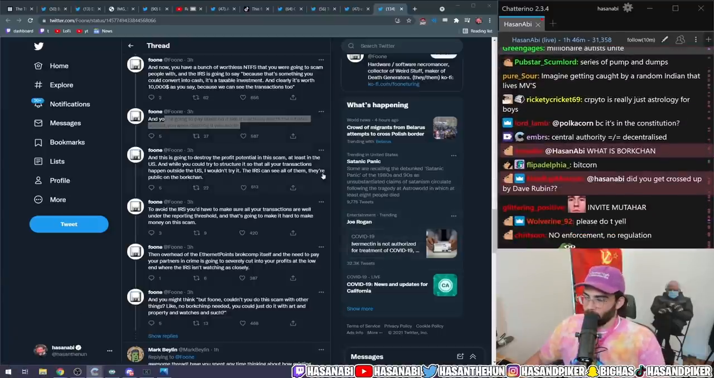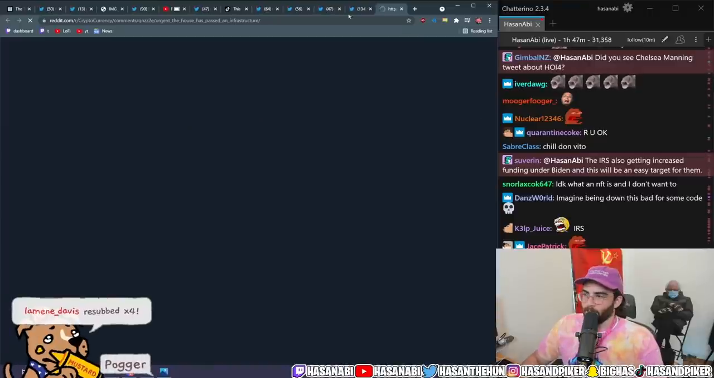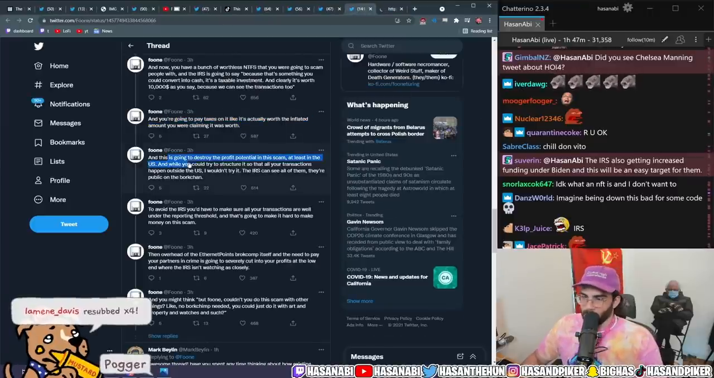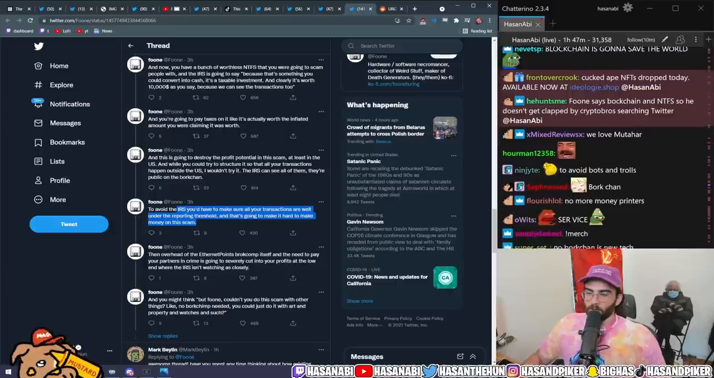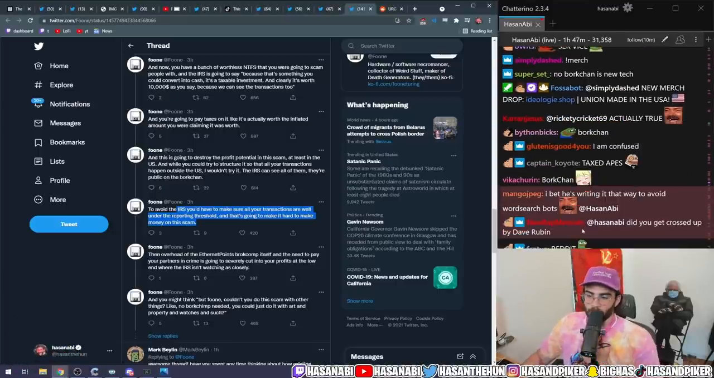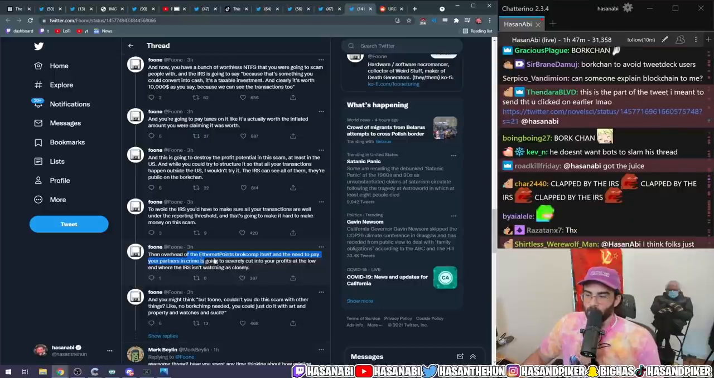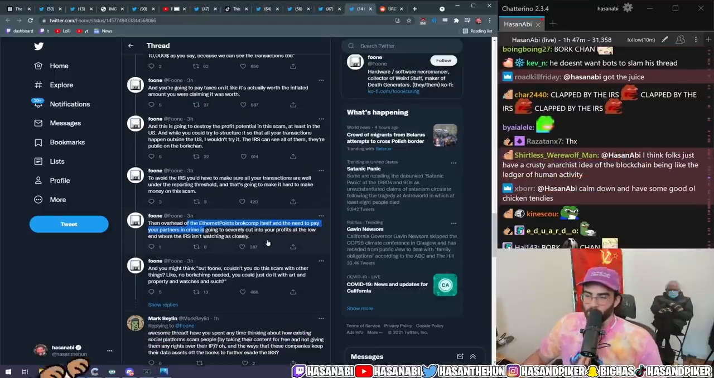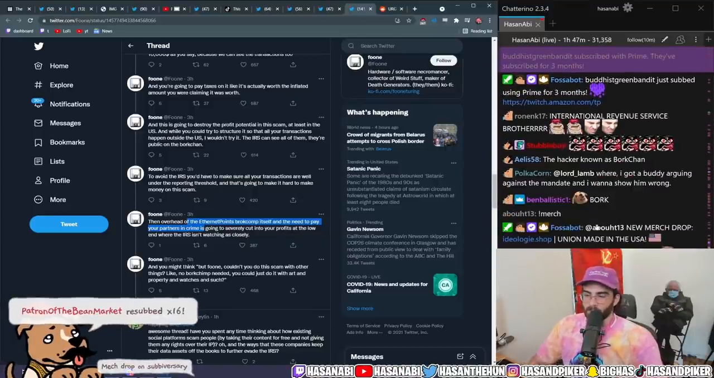Borkchan is the blockchain. He's just writing it differently. The Reddit opinions on the bill, I mean, this is going to destroy the profit potential in the scam. To avoid the IRS, you have to make sure all your transactions are well under the reporting threshold, and that's going to make it harder to make money on the scam. Then the overhead of the Ethereum points, Bork Chomp itself, and the need to pay your partners in crime is going to severely cut into their profits at the low end, where the IRS isn't watching as closely.